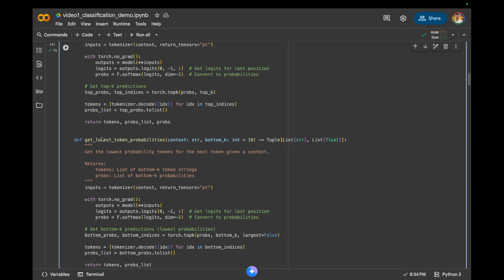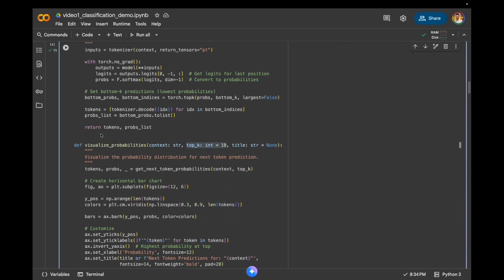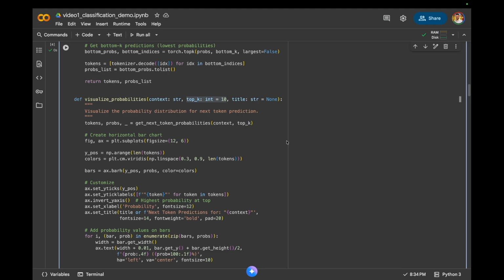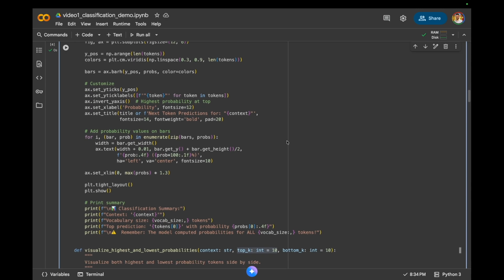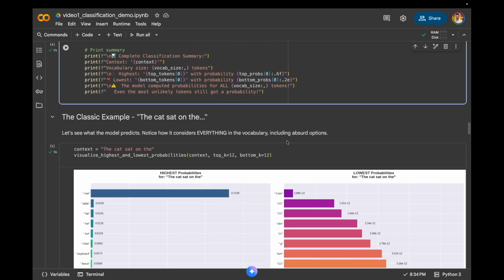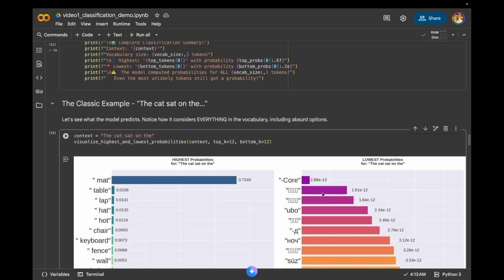And then we have some other code that creates the charts for us. Most of these things are actually written by an LLM, so I won't go through them. Try to focus on the main idea that we are trying to explain here. So here we have the example, "the cat sat on the," and the task of the LLM is to predict what the next token will be.